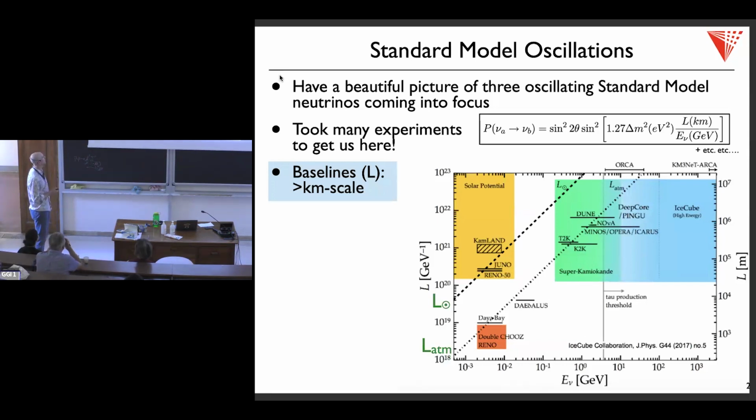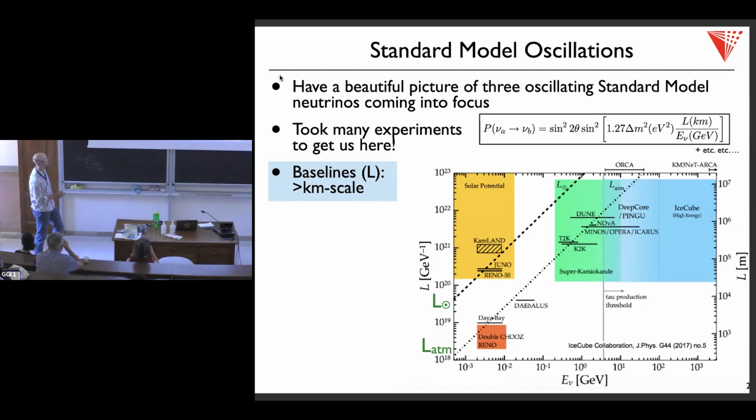We have a lot of experiments that have happened in neutrino physics, and many of them require this picture of oscillating standard model neutrinos. This is a lot of different experiments. You see them all named here. Instead of showing the different angles, we put the experiments on a plot. I think of it this way.